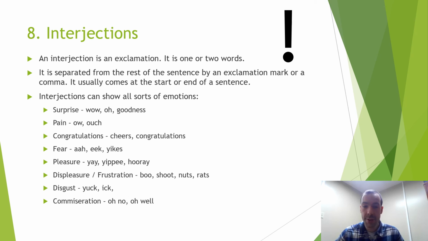Interjections are exclamations. It's usually just one or two words, and it's separated from the rest of the sentence by an exclamation mark or a comma. It usually comes at the extremes of the sentence, usually at the start, but sometimes at the end, and it can show all sorts of different emotions. So interjections like wow, oh, goodness show surprise.